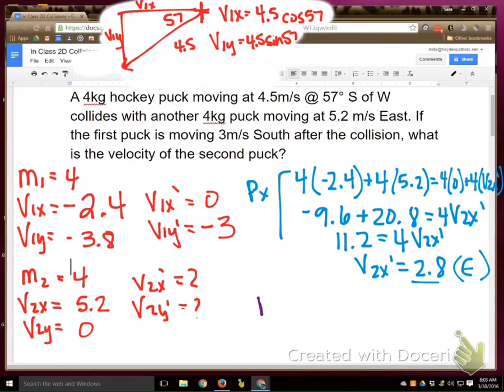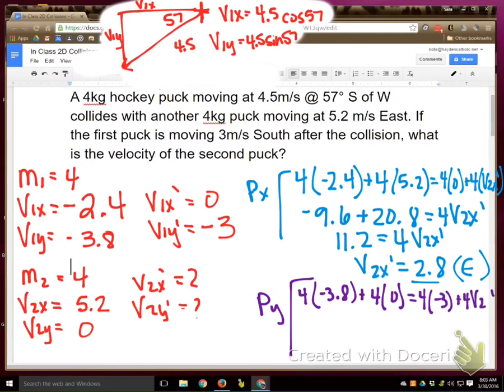All right, let's look at momentum then in the y direction. M1 times V1y is negative 3.8 plus M2, V2y is 0. Okay, do we see where all these numbers are coming from? Yeah, I need you to be able to see where those are coming from. Making this list of your variables at the beginning is just as important as it always has been because you've got lots of variables here that you're working with. Okay?